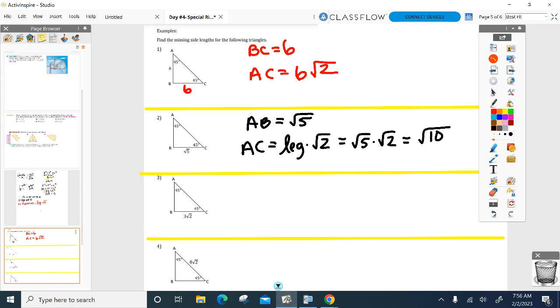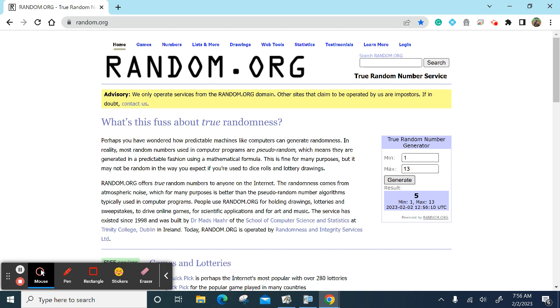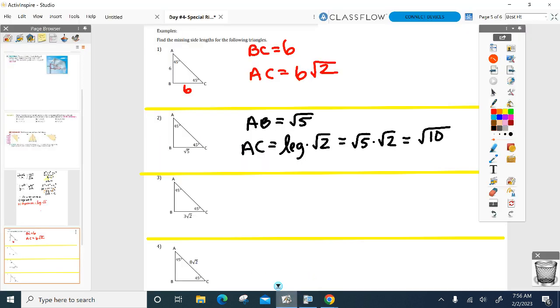Questions? All right, let's get a little bit more complicated. BC is 3 radical 2. What other side do you automatically know? Let's get it out of the way. 5. Okay, AB is equal to 3 radical 2.